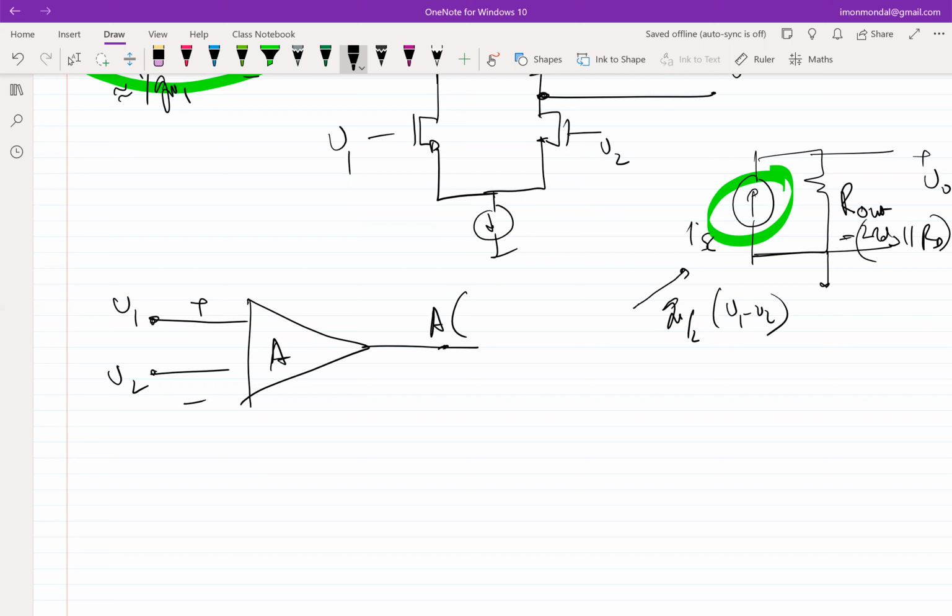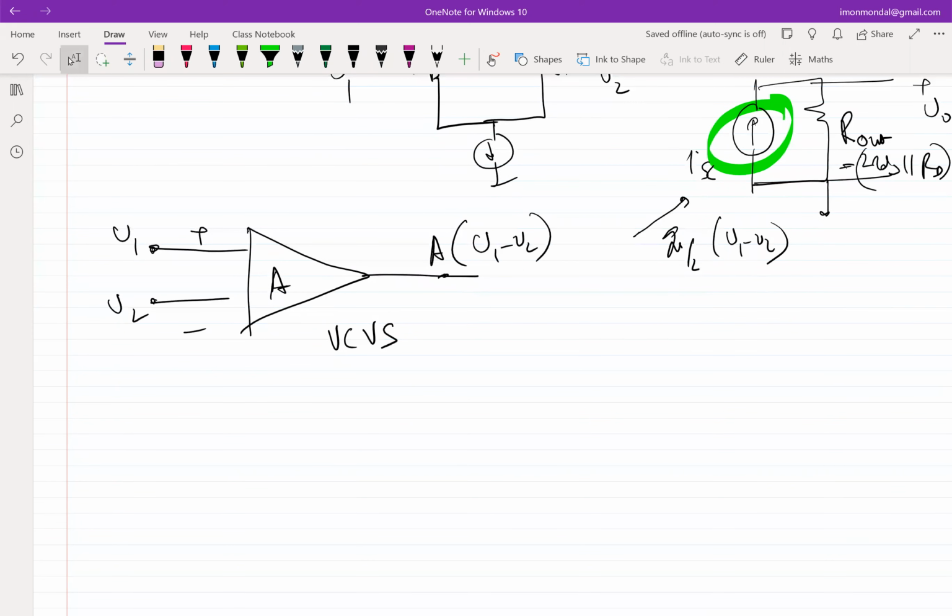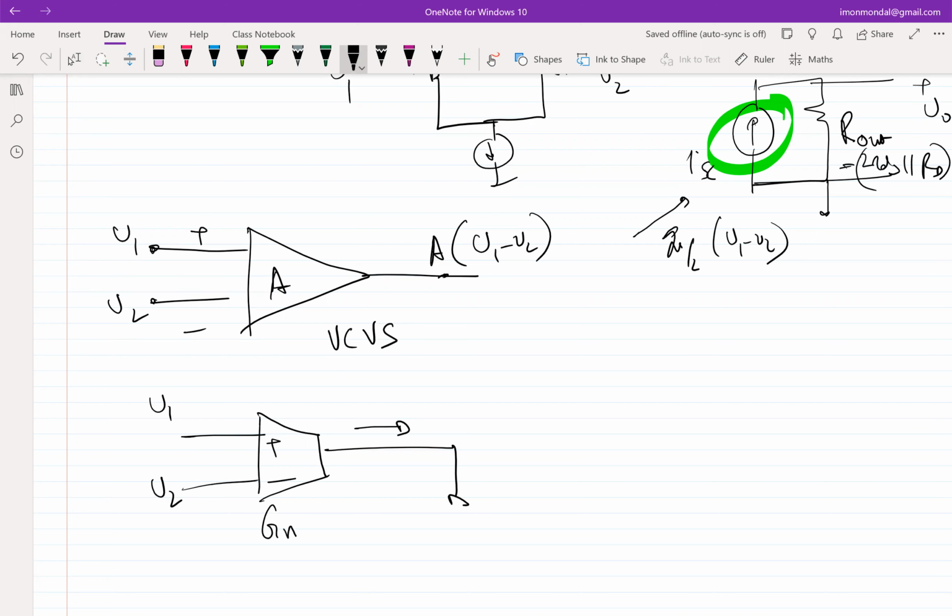A times V1 minus V2. This is a voltage controlled voltage source, right? It's an ideal voltage controlled voltage source. That's what this symbol means, right? It's a voltage amplifier. So the corresponding thing for a transconductance is this. If I short this output, this current will be, if I call this I, GM times V1 minus V2.